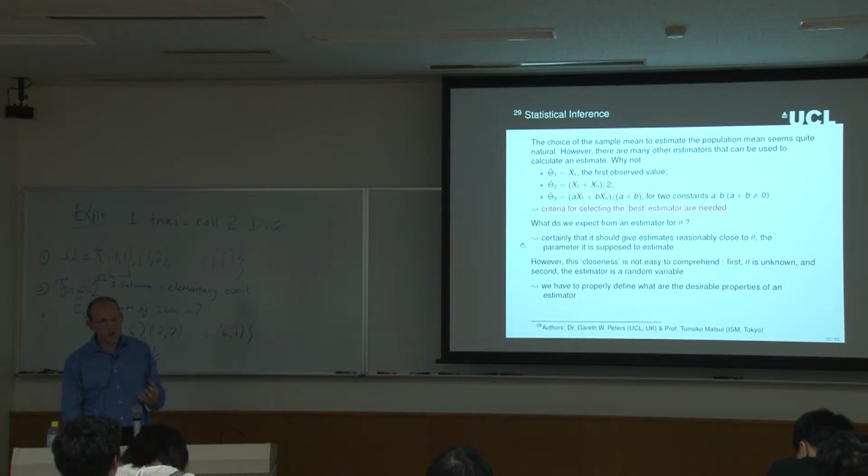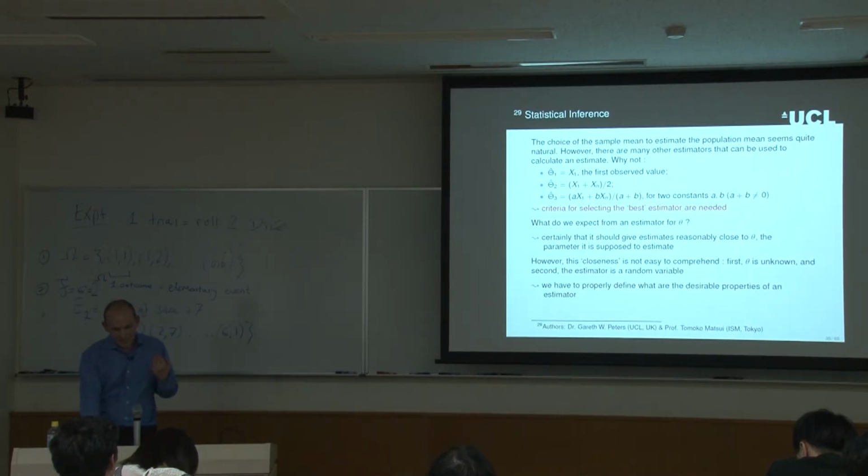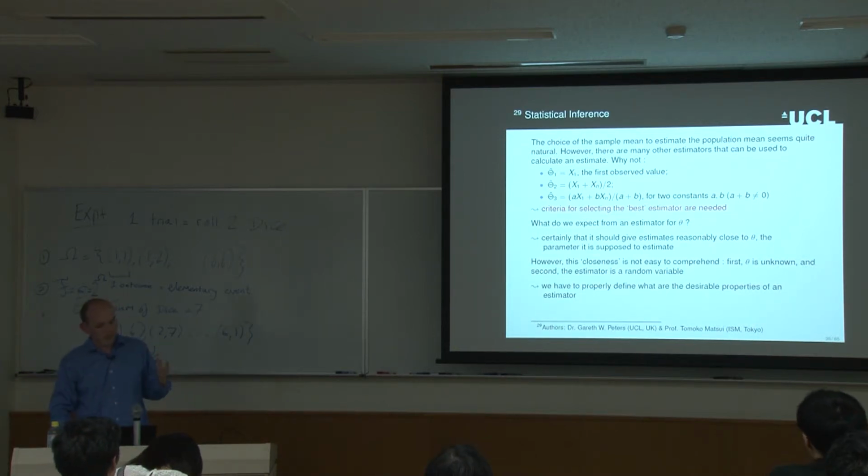What do we mean when we say closeness? Firstly, the population parameter is unknown. Otherwise, we don't need to estimate it because we already know it. And secondly, our estimator, any estimator we choose, is a random variable because it's based on our random sample. So we have to properly define what the desirable properties of an estimator are.